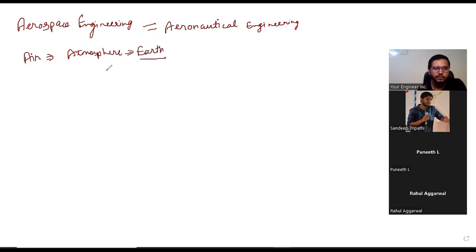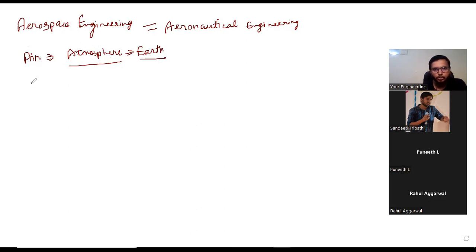So he will know about Earth. He will know about atmosphere. There's troposphere, stratosphere, tropopause, stratopause, exosphere, ionosphere. There are various types of atmosphere. And the situation of air is changing in all those things. So this is the air.